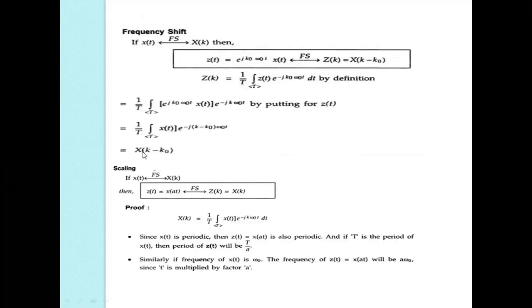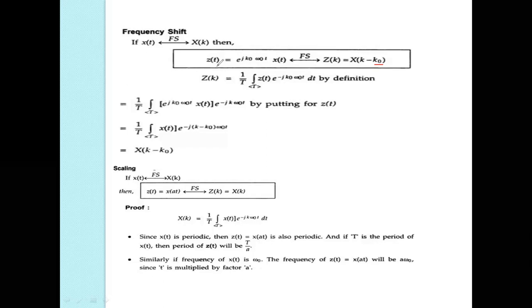Now another one, the third property, is the frequency shift property. The previous property was shifting in time. Now the third property is shifting in frequency. How many samples? The shift is by k naught samples in the frequency.